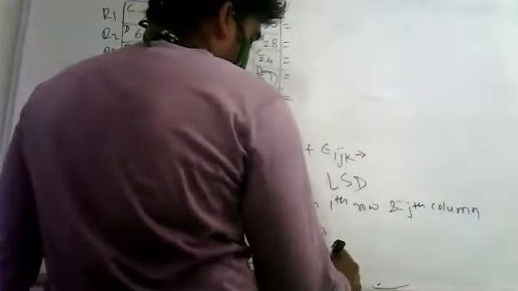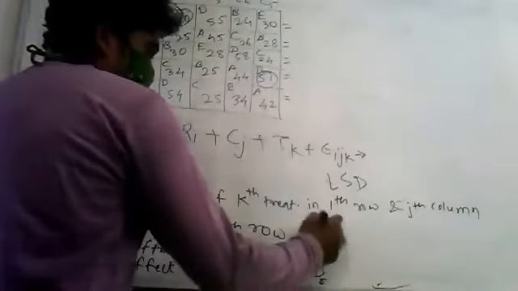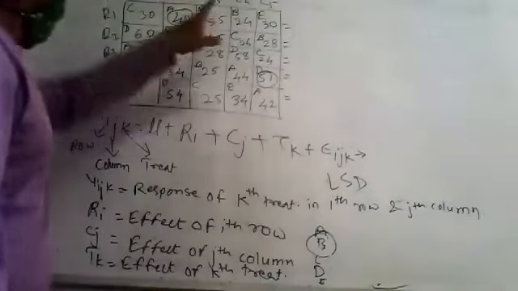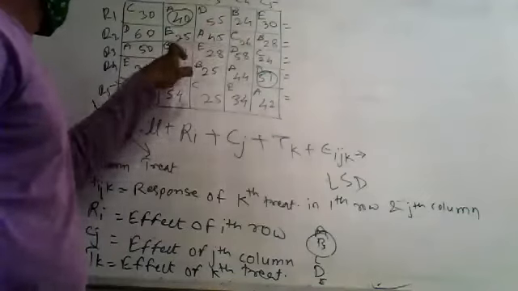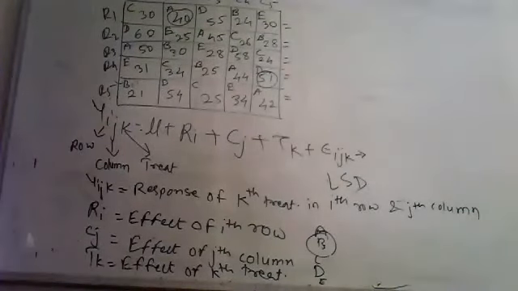We have 5 treatments A, B, C, D, E. For finding out the effect of second treatment B, we have to add all the values of B: 1, 2, 3, 4, 5. Likewise, we will get the effect of treatment B. And as we know, epsilon ijk is the error. Okay.